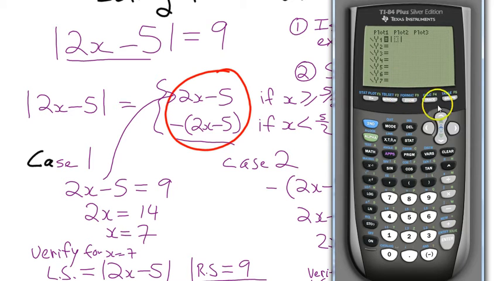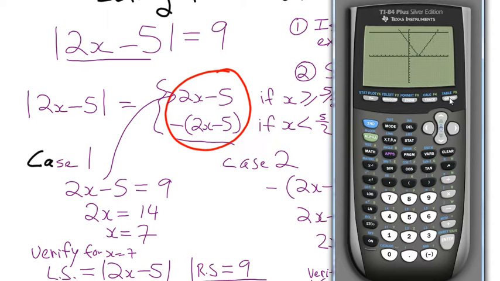Let's go into here. I want the absolute value of, now on the 83, it'll show as ABS open parenthesis. On the 84 with the fancy stuff, it'll actually show the absolute value symbols. So 2x minus 5. That's the left side, and the right side is 9. So I'm going to graph this as 9, and I'm going to hit graph. And it'll graph in the standard window.